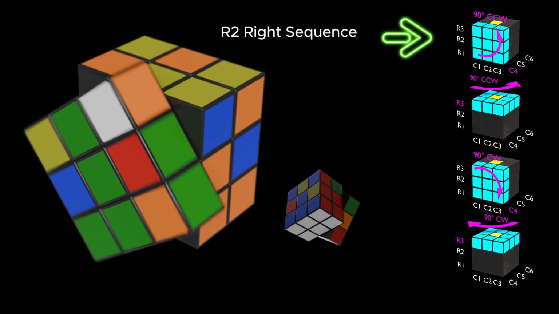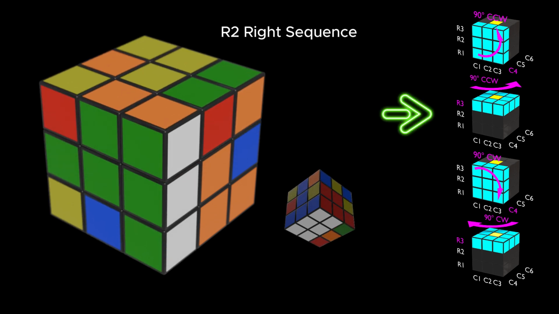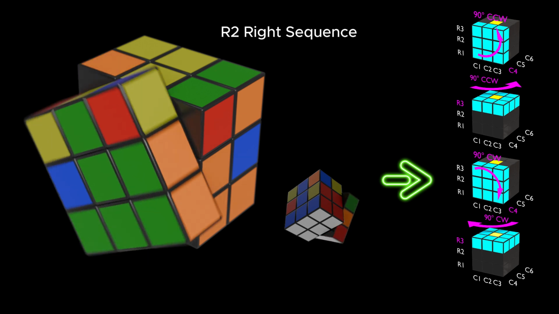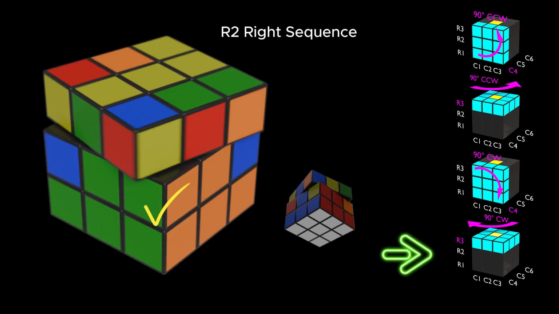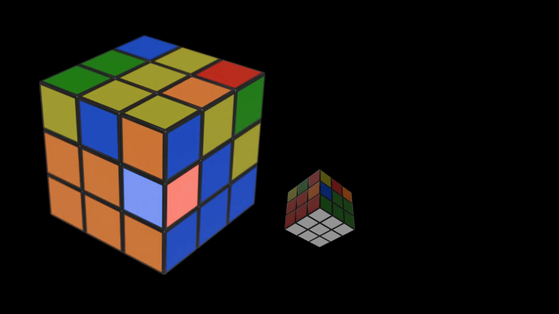Rotate column 4 90 degrees counterclockwise. Rotate row 3 90 degrees counterclockwise. Rotate column 4 90 degrees clockwise. Rotate row 3 90 degrees clockwise. In this situation, we require an additional sequence to move the cubelet from row 2 to row 3.